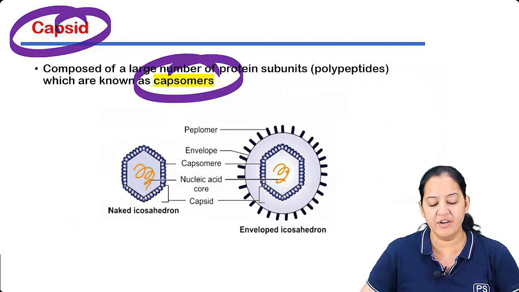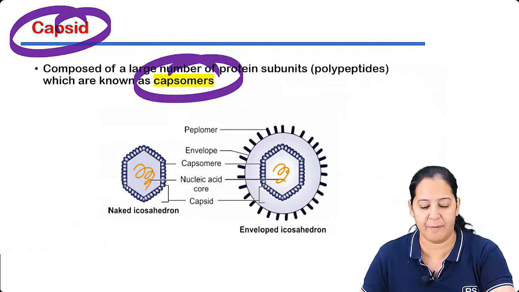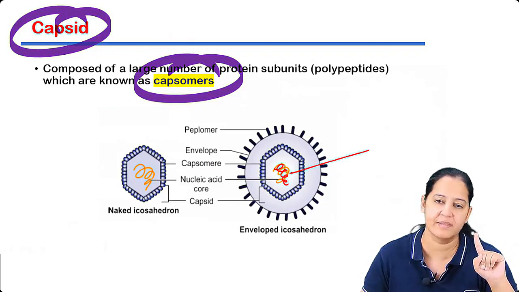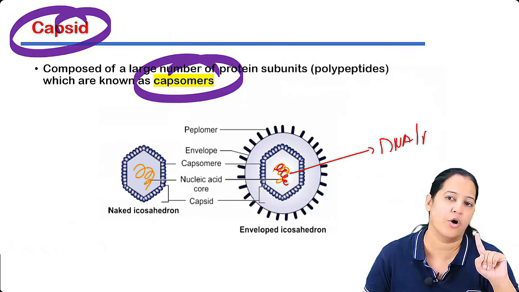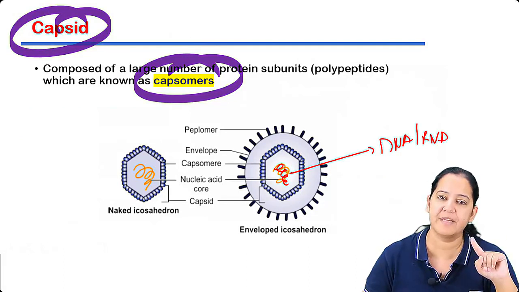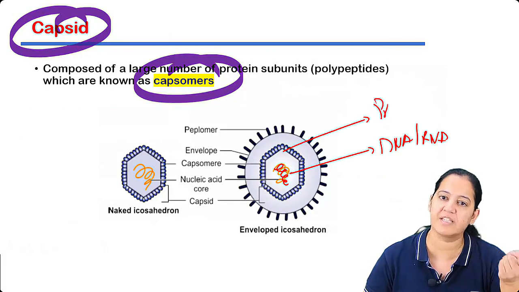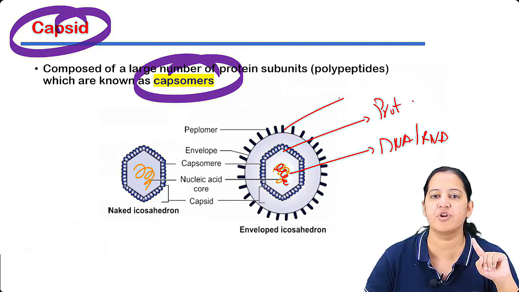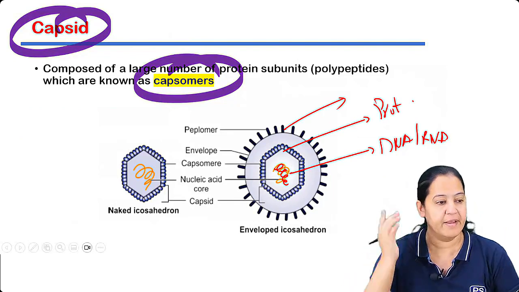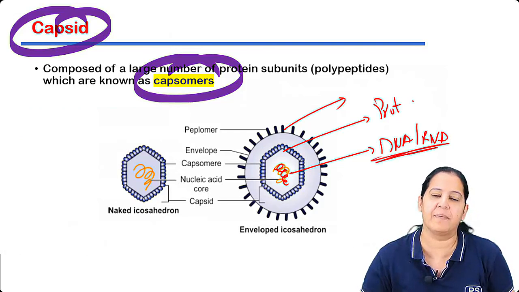So you didn't ask me, ma'am, the nucleic acid is made up of DNA or RNA. This is the composition. DNA or RNA, we got it. Capsid is made up of protein. Capsomer, that is protein, we got it. But what is the composition of the envelope? What is the envelope made of? Is it made of DNA or RNA, or of protein?